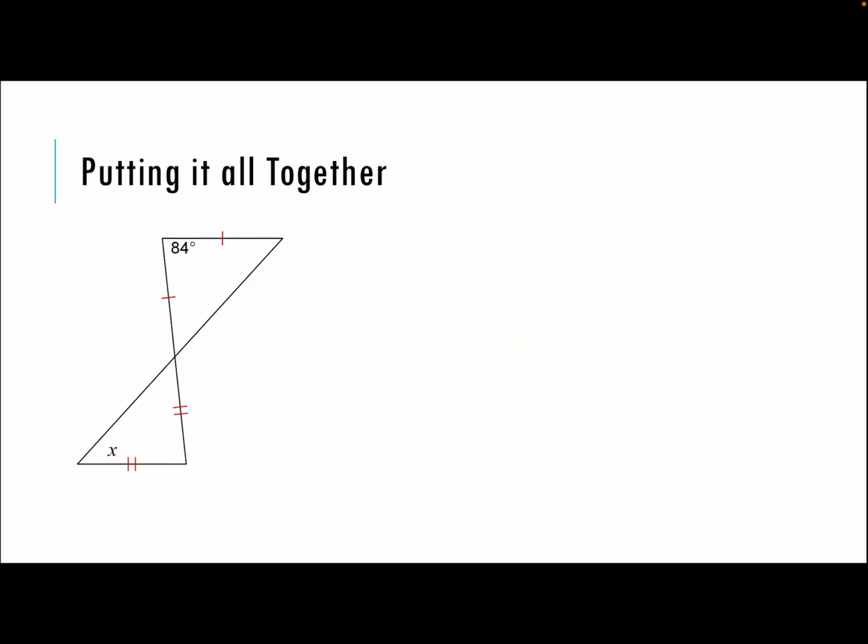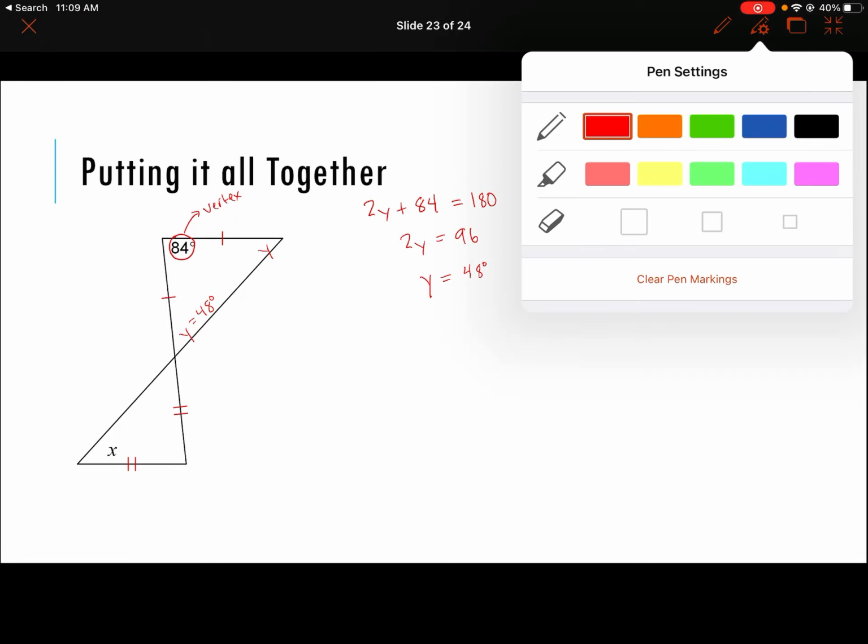All right, so if you're rejoining me, in this top triangle, we're given the vertex angle of an isosceles triangle, which means that we'll call this angle y. These two angles are equal to each other. So we know that 2y plus 84 has to equal 180, and we can subtract 84. So we get 2y equals 96, divide both sides by 2, and we get y equals 48 degrees. So both of these angles are 48 degrees.